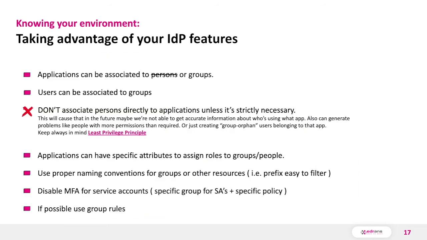If you're going to work with a large number of users and applications, just don't do individual assignments. Instead, you can assign users to groups that have applications assigned to them. Follow as much as possible always the least privilege principle, and since Okta still does not support tagging resources, use proper naming conventions and prefixes to filter results and automate things faster. Remember to disable two-factor authentication for service accounts and use group rules when possible.